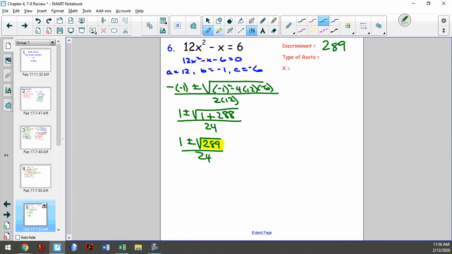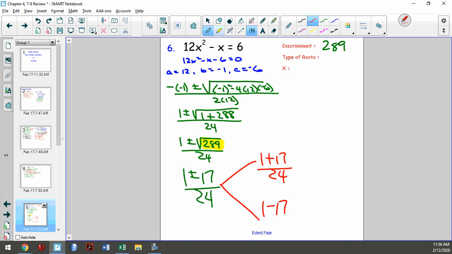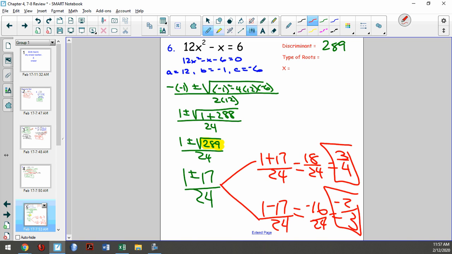The square root of 289 is 17. So that goes into 2 answers. 1 plus 17 over 24 and 1 minus 17 over 24. This is 18 over 24, which reduces down to what? 3/4. And this is going to be negative 16 over 24, which reduces down to negative 2/3. So those are your two answers.